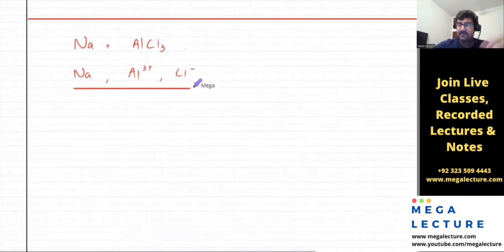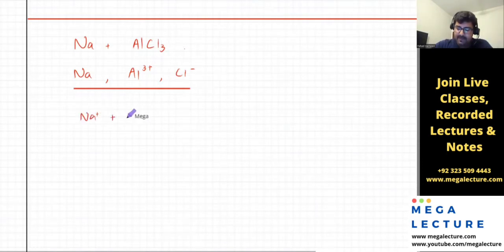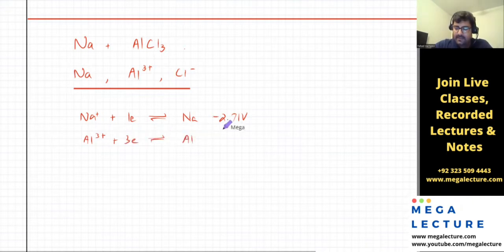So I can make the overall equation now. Among the three, you've got Na plus 1 plus 1 electron, in equilibrium with Na, and that was minus 2.71 volts. And then I had Al 3 plus plus 3 electrons, in equilibrium with Al, and that was minus 1.66 volts. And then the rejected one was Cl2 plus 2 electrons.